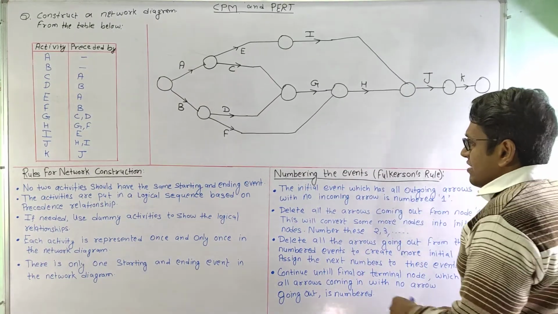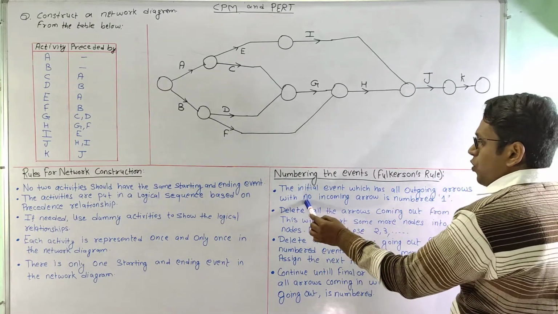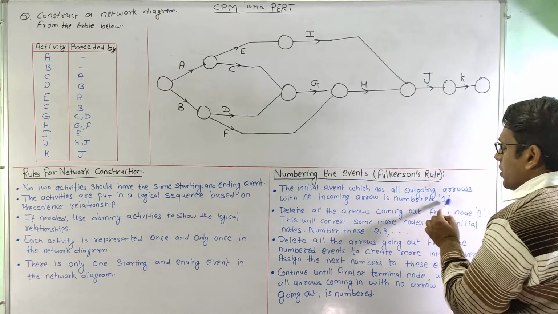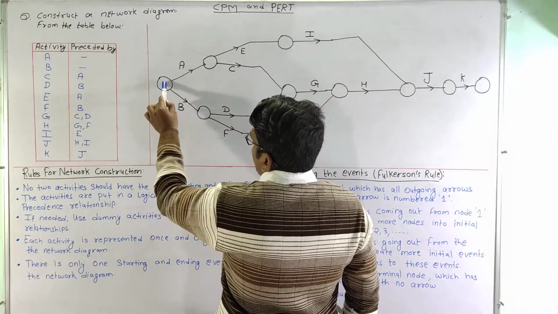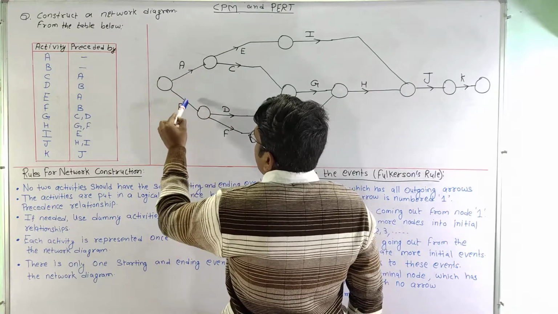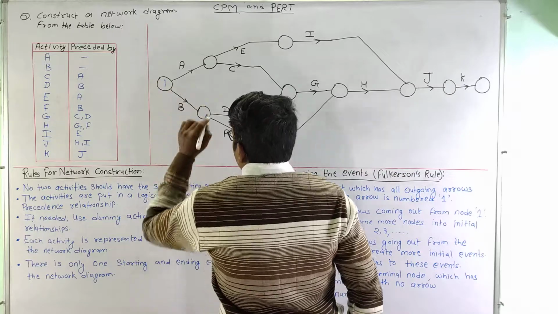Now first, the initial event, which has all outgoing arrows with no incoming arrows, is numbered 1. That means the starting event has all the outgoing arrows and no incoming arrows, so this event will be numbered as 1.